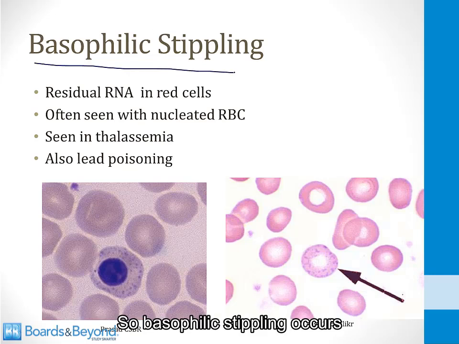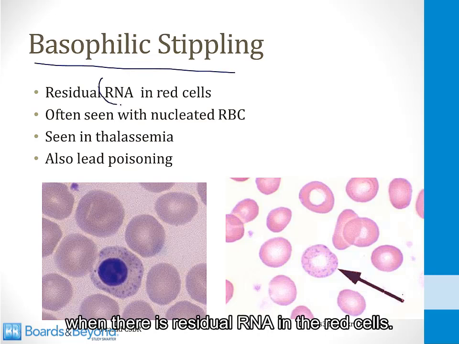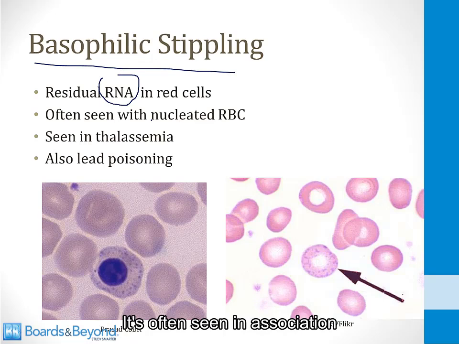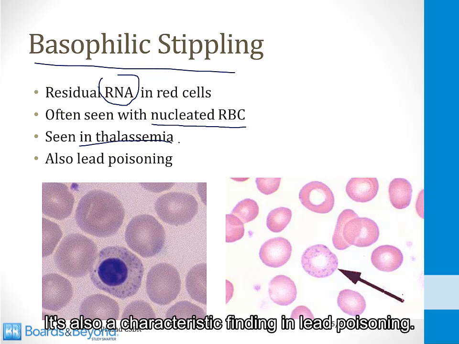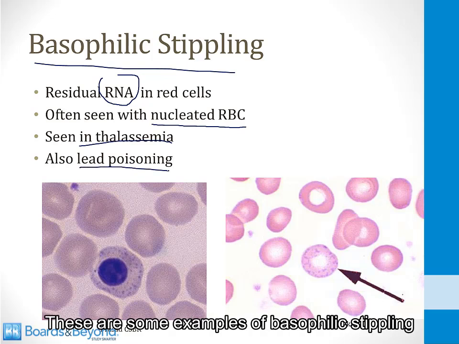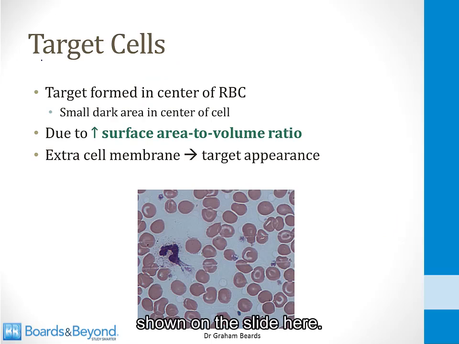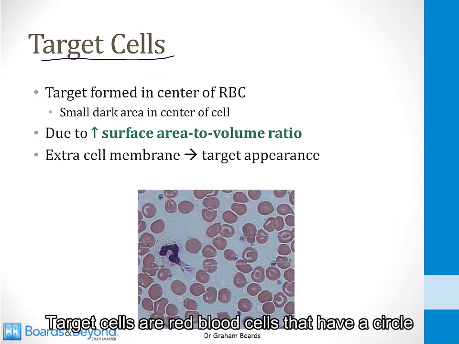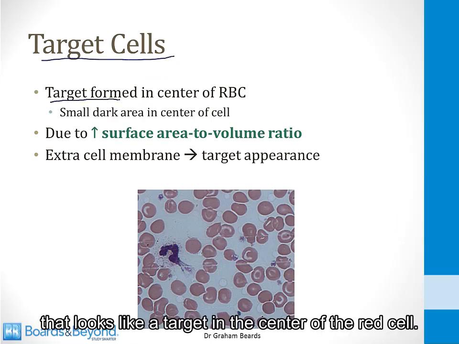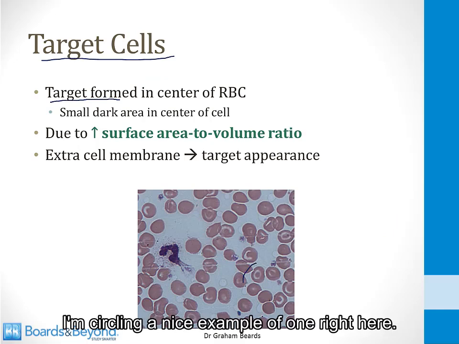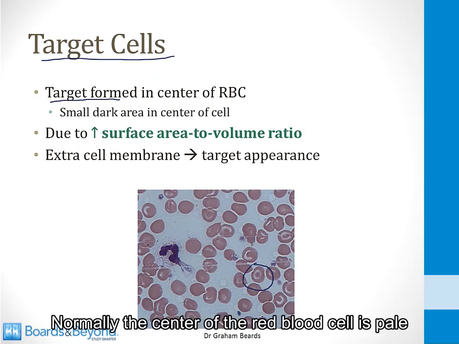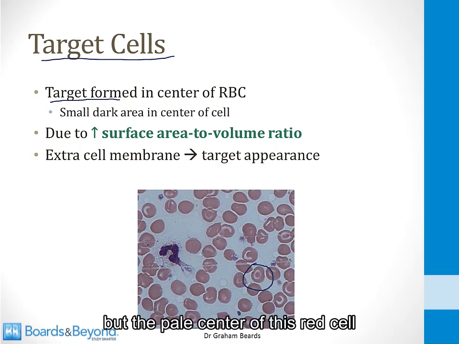So basophilic stippling occurs when there is residual RNA in the red cells. It's often seen in association with nucleated red blood cells, and you can see it in this form of thalassemia. It's also a characteristic finding in lead poisoning. These are some examples of basophilic stippling shown on the slide here. Target cells are red blood cells that have a circle that looks like a target in the center of the red cell. I'm circling a nice example of one right here. Normally the center of the red blood cell is pale, but the pale center of this red cell has a dark circle in the middle of it, and that's called a target cell.